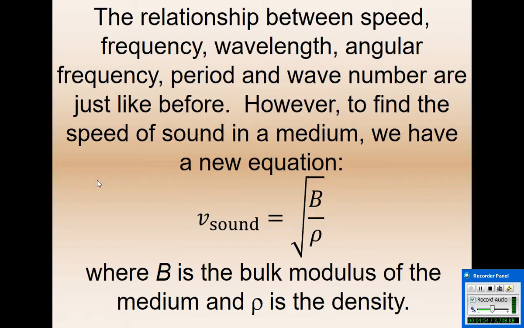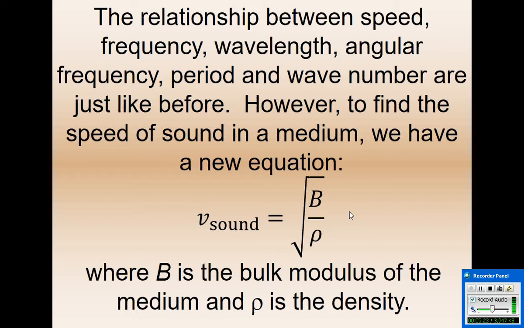Sound through a material has a speed. What that speed is depends upon the material, and more specifically on two properties of the material. One of those properties is the density. Now, if we're talking about something like air, the density can vary. It's not at a fixed value. But another property is something called bulk modulus.